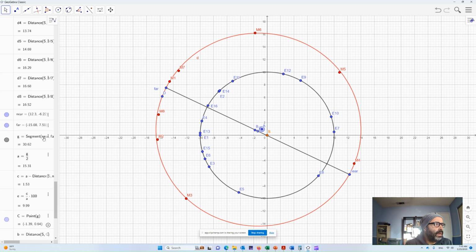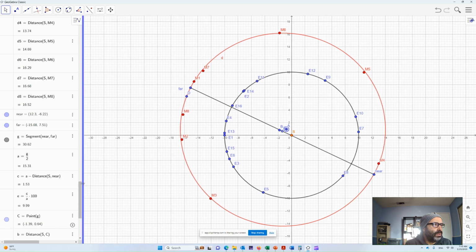Here are the values that I have. For A, it's this segment over 2. It's the difference between near and far. So here is a point near, here is the far. If I take this entire line in here and call it a segment, its length is 30.62. In my case, my semi-major axis, which is the entire major axis divided by 2, is 15.31. Okay, that's A.